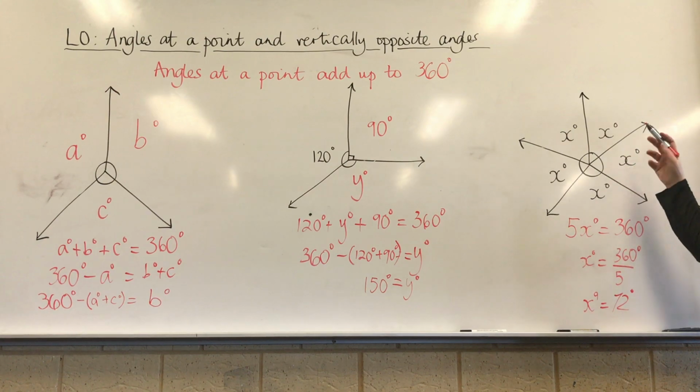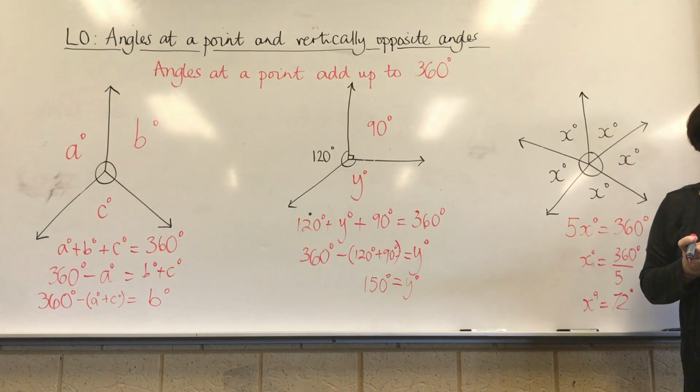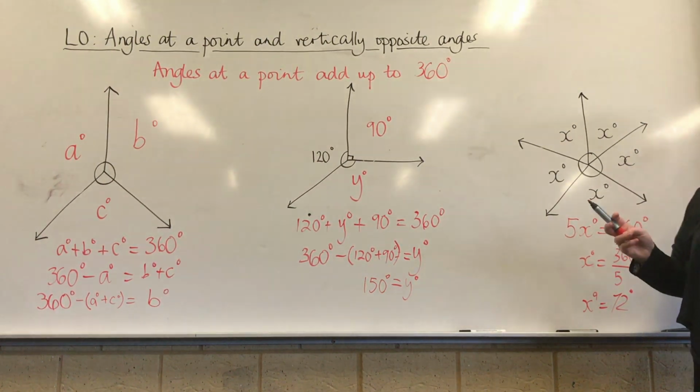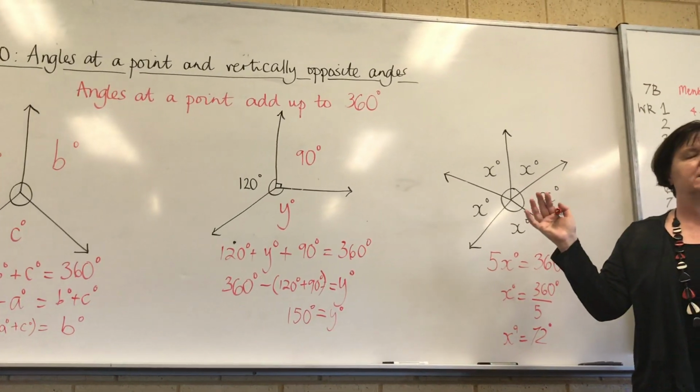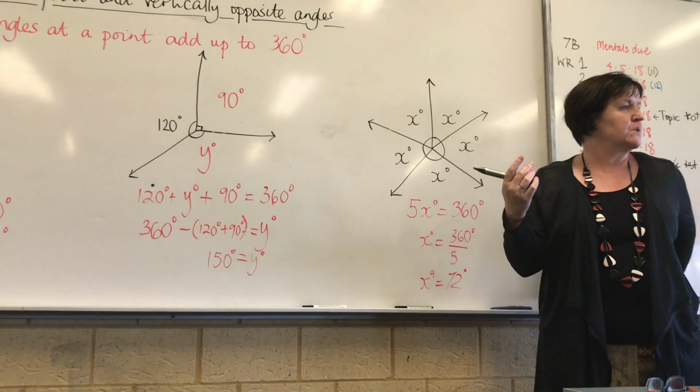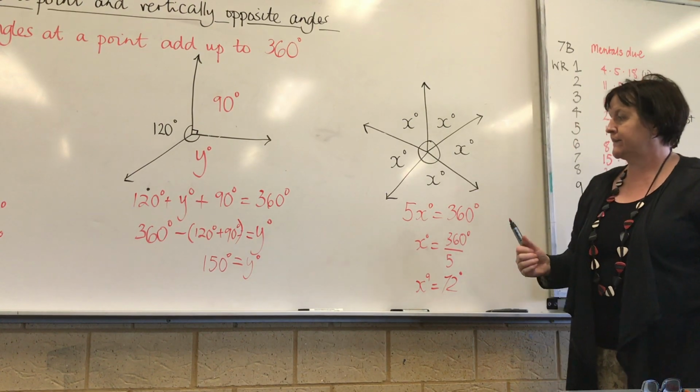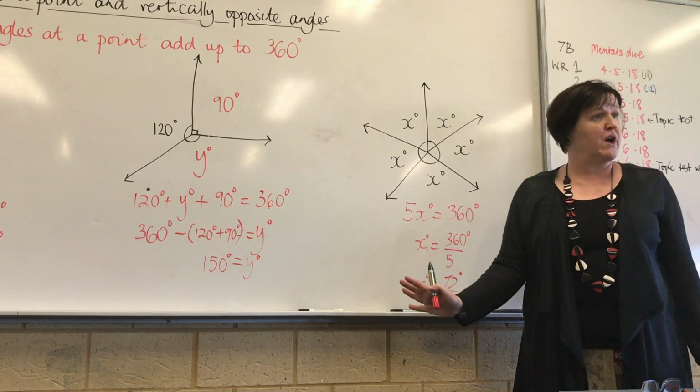Because there's 5 of them, and if they've got the same letter, we assume that they are the same size. Although I know mine aren't perfectly drawn the same size. If they've got the same letter, you assume they're the same size. Okay. So everyone happy with those?